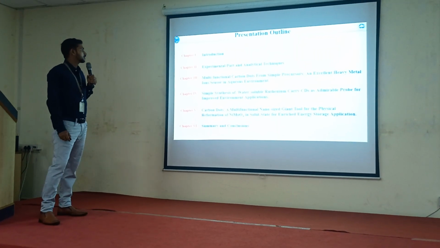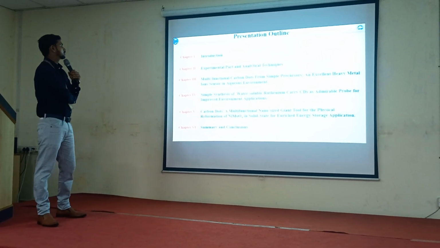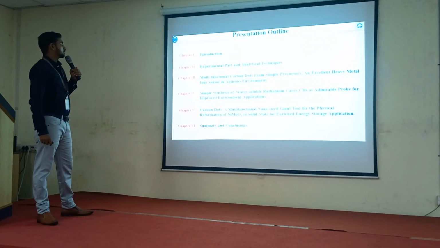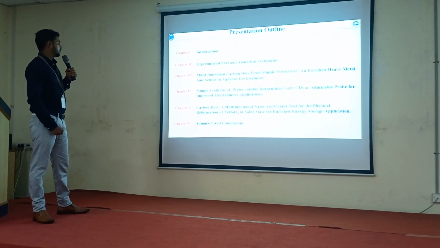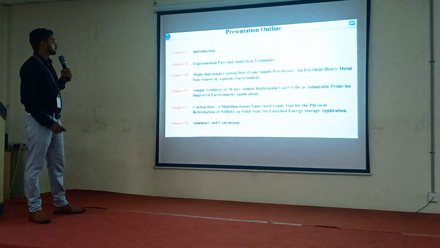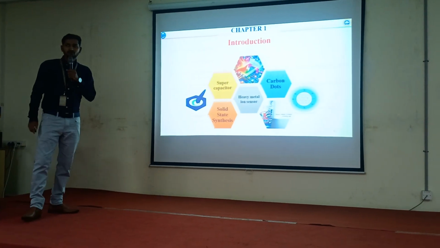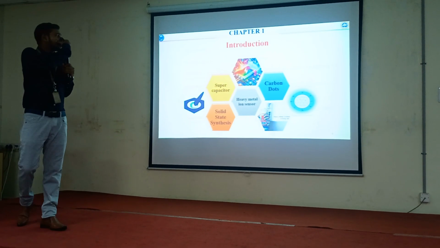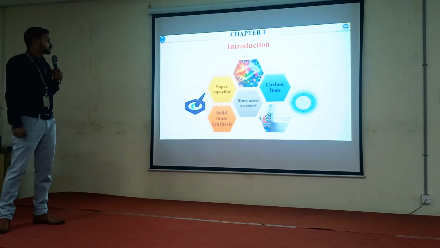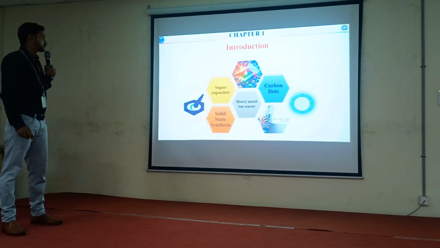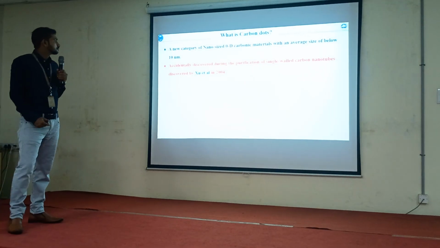And the outline of the presentation. Chapter 1 gives introduction. Chapter 2 is experimental part and analytical technique. Chapters 3, 4 and 5 are my working chapters. Chapter 6 is summary and conclusion. And chapter 1 gives a brief introduction about carbon dots, heavy metal ion sensor, supercapacitor and solid state synthesis of metal oxides. And the first, what is carbon dots?